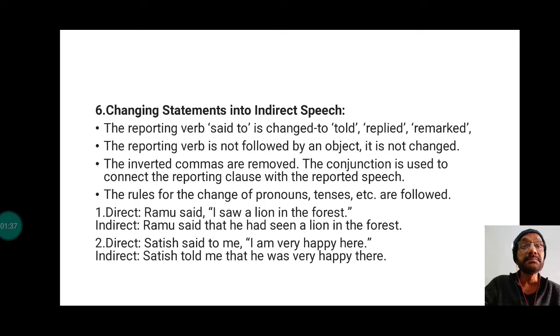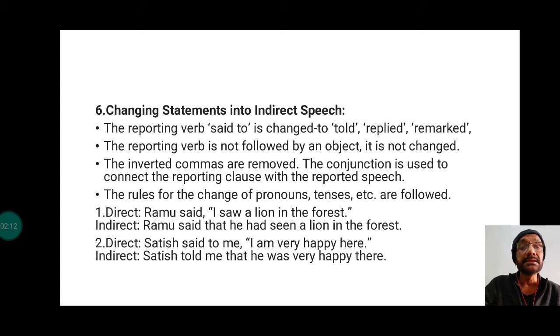Second one, the reporting verb is not followed by an object. It is not changed. If it is not said to, if it's only said, then you don't change it. It remains the same. So remember, be very careful. This is where the students make mistakes. If said is followed by to, then you change it to told, replied, remarked, depending on the mood of the speaker. But if it's just said, you change nothing.